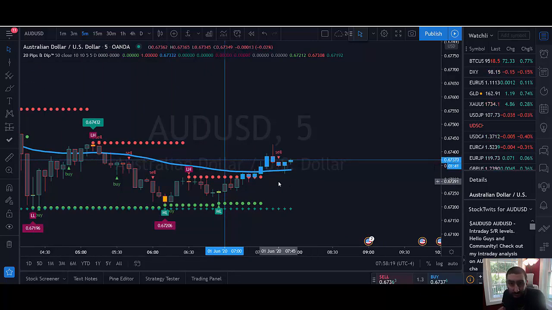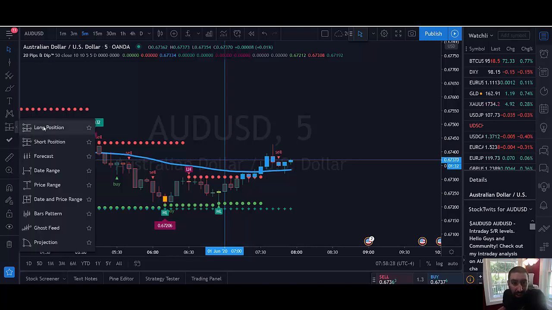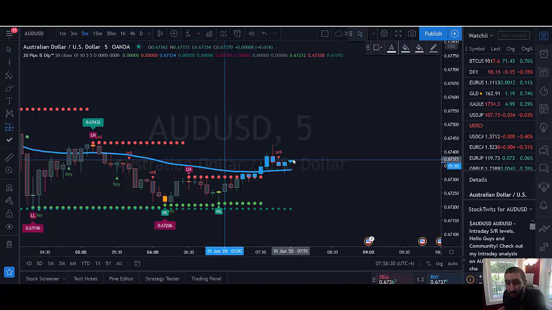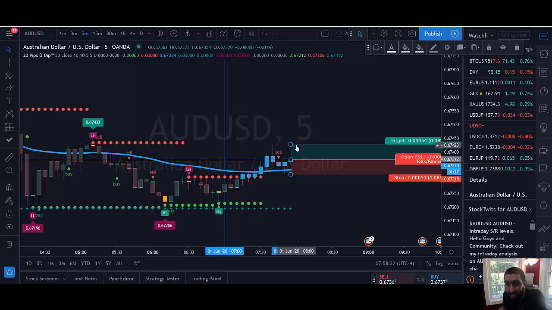Okay, so if it wasn't, of course we want to wait for it, and as you can see, market is above the 50 moving average. So in order to identify our stop loss and take profit values, we're going to take the long position tool, and we're going to mark it right here where the price is. All right, now again, this is the 20 pip dip indicator strategy, so we're going to mark 20 pip.